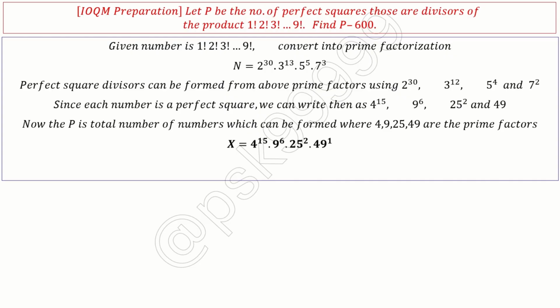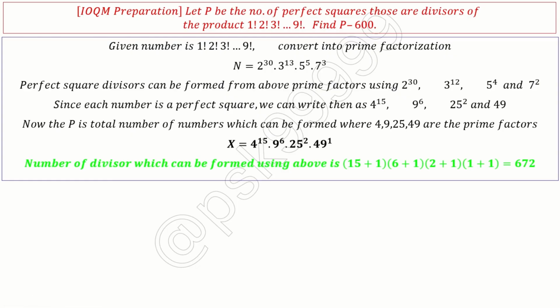Correct. So my x is 4 to the power of 15 into 9 to the power of 6 into 25 square into 49 to the power of 1. So how many factors does this number have? That is the number of perfect squares I can form. From the powers, we know it is (15 plus 1) into (6 plus 1) into (2 plus 1) into (1 plus 1). That is, you take the powers, add 1 and multiply.